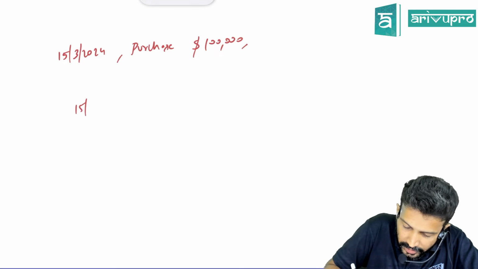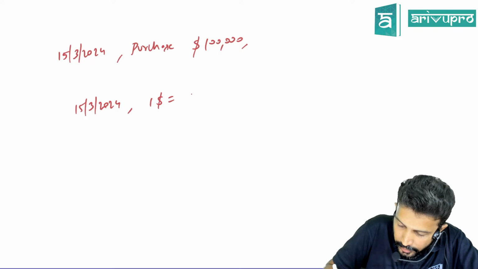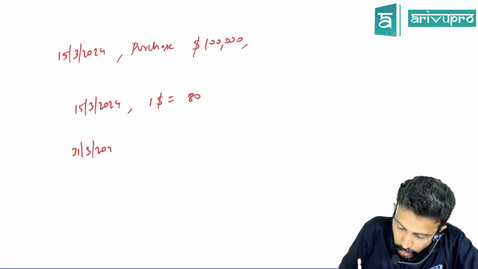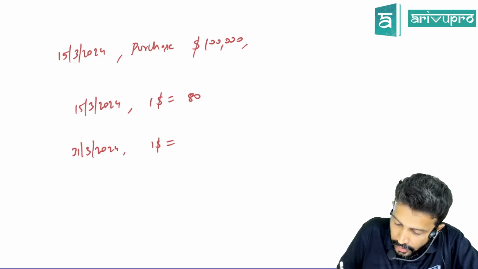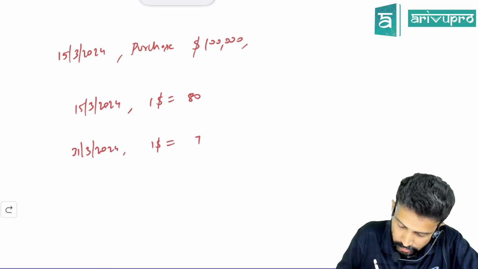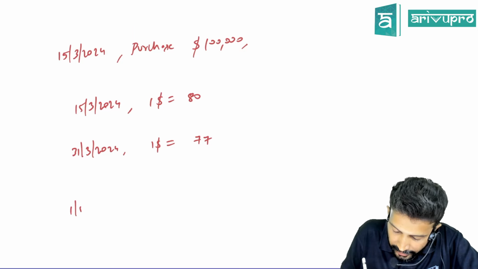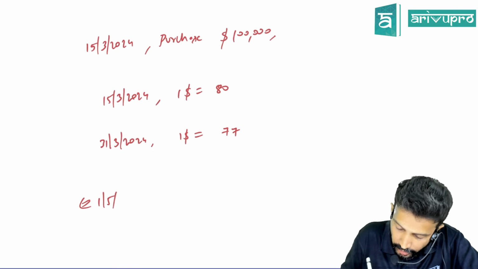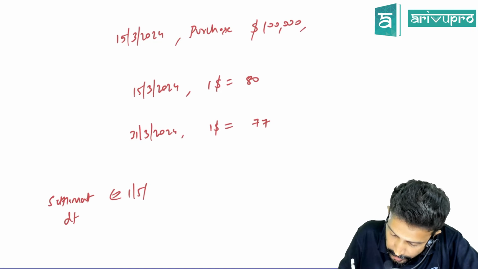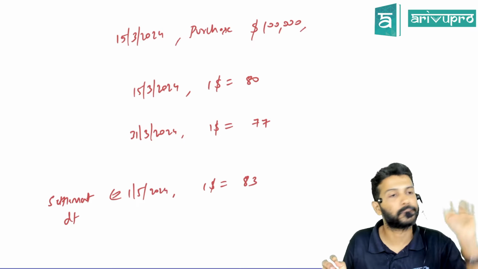On 15th March 2024, $1 was equal to, let's say, 80 rupees. On 31st March 2024, $1 is equal to, let's say, 77. On the settlement date, 1st May, let's say $1 has become 83 rupees.